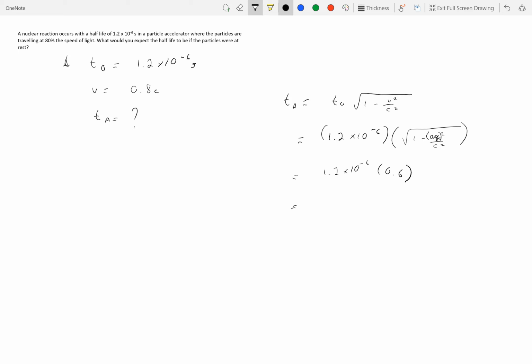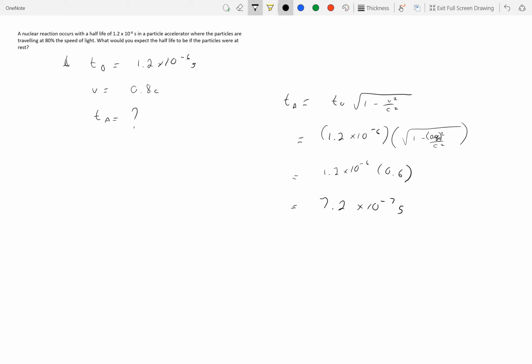So the actual process would have only taken 7.2 times 10 to the negative 7 seconds. So because those particles are moving very fast in comparison to me, I see them appear to go slower than I would have otherwise expected. That includes things like half-life reactions. So if a reaction would have only taken 7.2 times 10 to the negative 7 seconds, because I'm viewing it as if its time has slowed down, it appeared originally to take 1.2 times 10 to the negative 6 seconds.